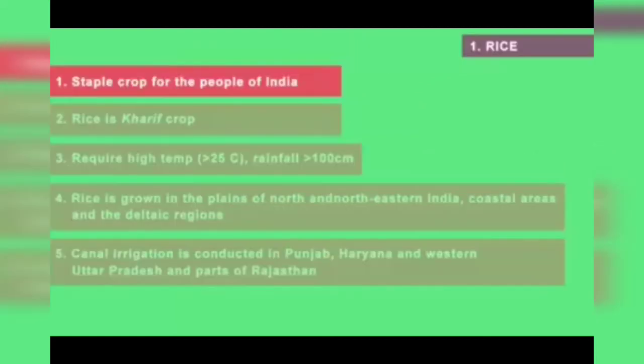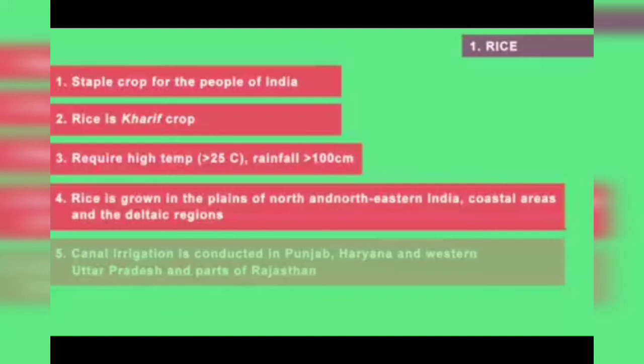The first one is rice. It is the staple food crop of a majority of the people in India. So rice is consumed in large quantity. Now always remember, rice is a Kharif crop, which means it is grown during the monsoon season in the month of June. And it requires high temperature, that is above 25 degrees Celsius, and the annual rainfall should be above 100 centimeter. So overall you need high temperature and a good rainfall.